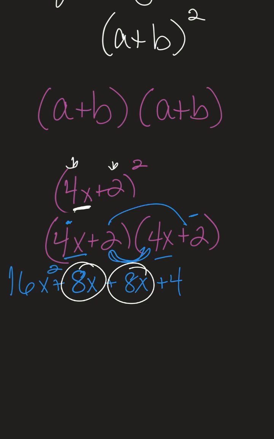The only difference, of course, would be if you had a minus. If it was 4x minus 2, your inside terms, of course, would be negative. And then, of course, I just simplify my terms. So I have 16x squared plus 16x plus 4.